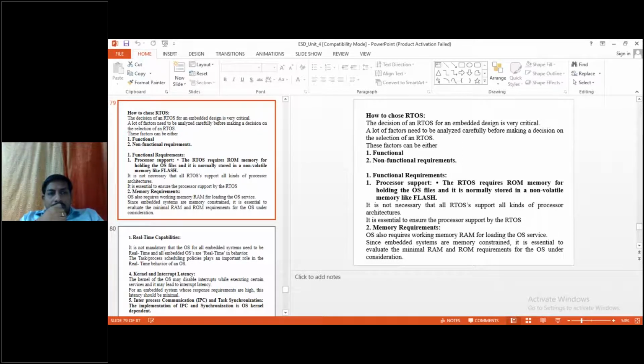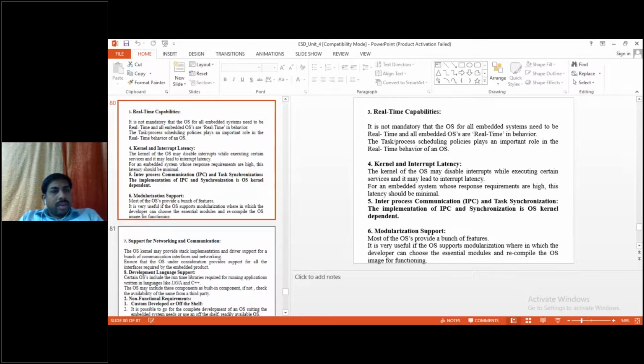The next functional requirement is the memory requirement. The OS also requires working memory, RAM, for loading the OS services, and the embedded system is memory constrained. It is essential that minimal RAM and ROM are required for the OS. The next parameter is real-time capabilities. It is mandatory that the OS for all embedded systems be real-time in behavior, and the task scheduling policies play an important role in real-time behavior.